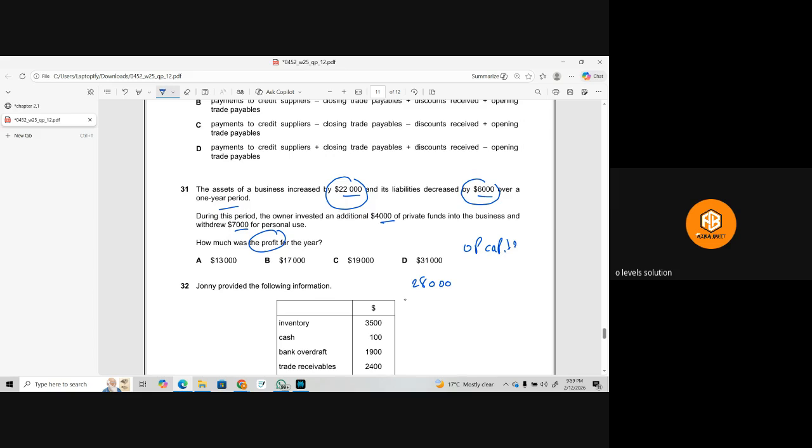So we will be doing the reverse working. Usually we deduct the drawings, but now we will add them. And additional capital we used to add, now we will deduct it. So you will get the profit for the year. That is 31,000.